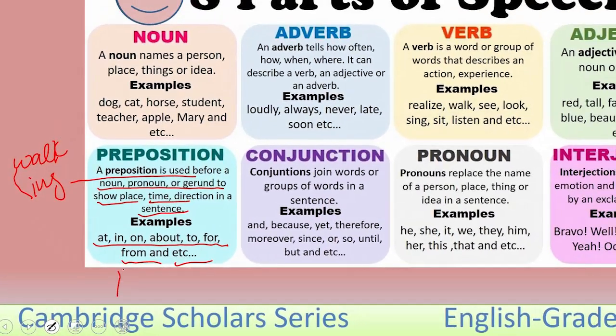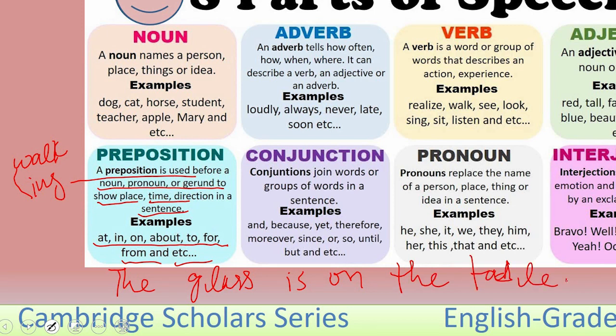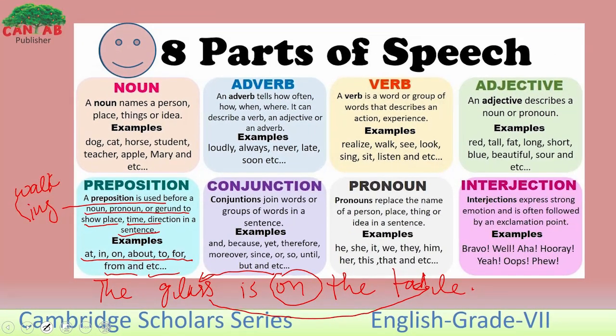Let me give you an example. The glass is on the table. Here, on is a preposition. It is referring to the noun glass. It is telling you the direction of a glass, of a noun, that it is on the table here. So, we can also say a preposition shows a direction or a relationship between noun and pronoun. It also shows the direction of noun and also shows the relationship between the nouns and pronouns.